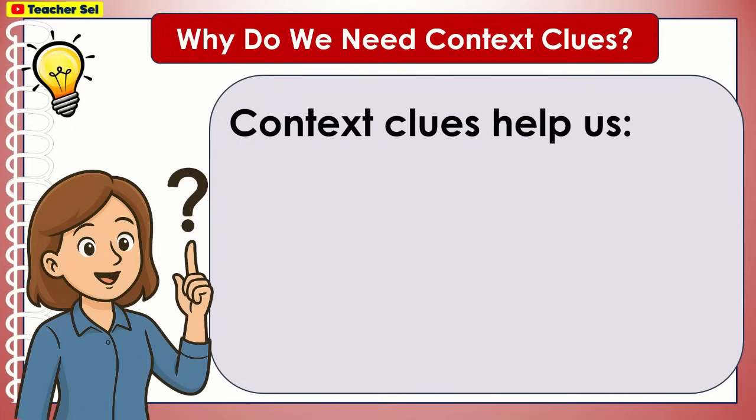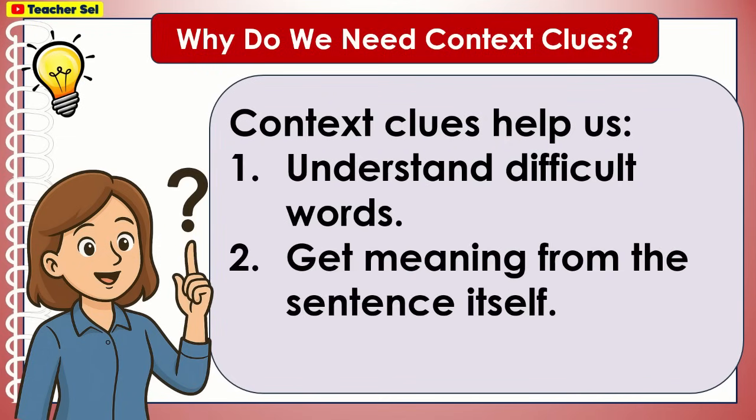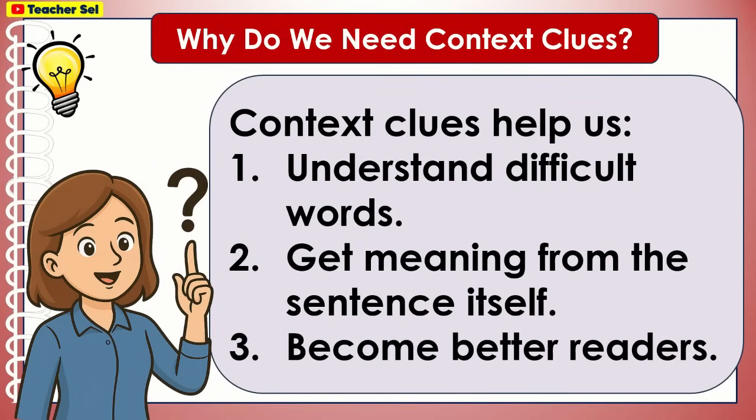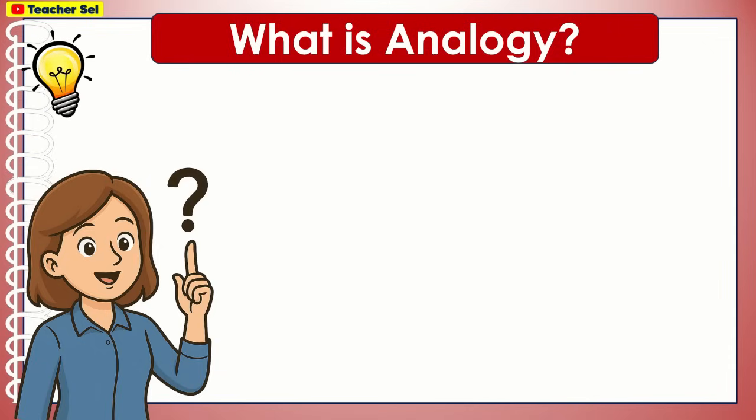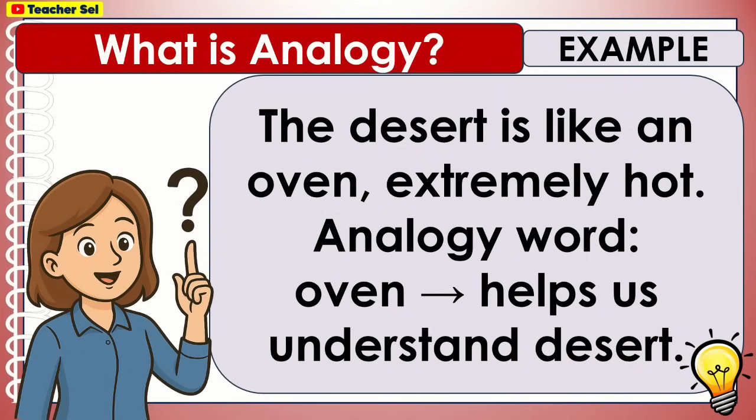Why do we need context clues? Context clues help us understand difficult words. Get meaning from the sentence itself. Become better readers. What is analogy? Analogy compares two things so we can understand one better. The desert is like an oven, extremely hot. Analogy word. The word oven helps us understand desert.